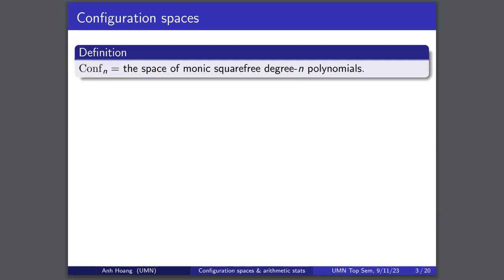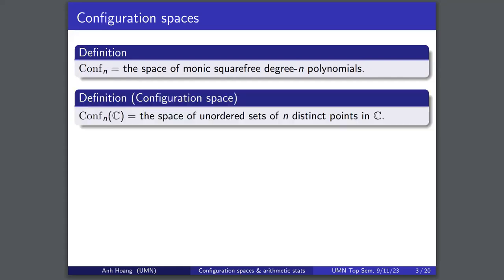I'll start a little bit back with not a very traditional definition of it, but a little more arithmetically motivated. So we define Conf_n to be the space of monic square-free degree n polynomials. When you take it over C, then we recover our standard definition of configuration space of n points in C, which is the space of unordered sets of n distinct points on the plane. The way you can think about this is that for every polynomial that is monic and square-free of degree n, if you look at the roots of it over C, then you indeed have n distinct points on the plane. Okay, so that's what the C points of Conf_n look like.